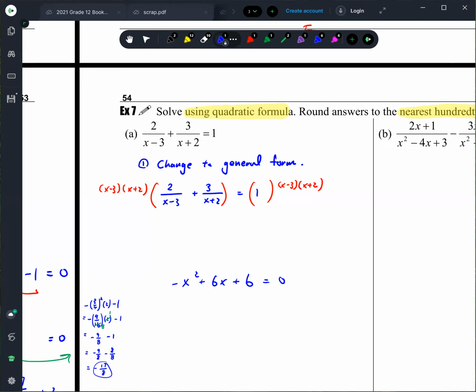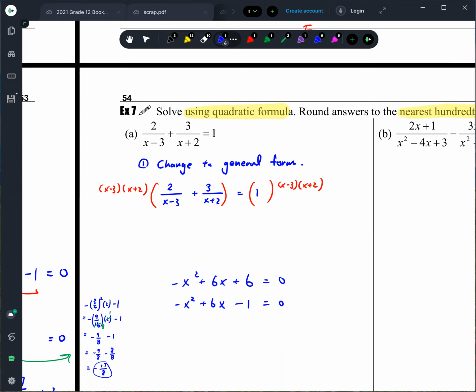Geoffrey, what's yours? I got negative x squared plus 6x minus 1. Good. Okay, anyone else? Henry, what's yours? Mine is the... Okay, I think I did the wrong form. Sorry, I'll redo it. Oh, okay.